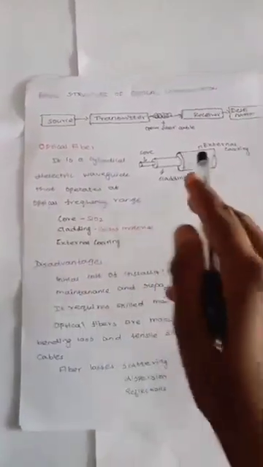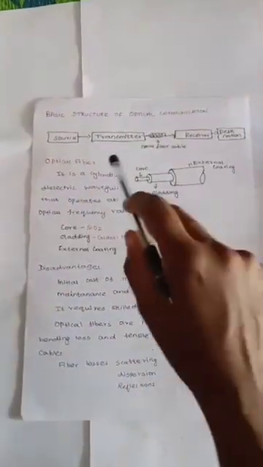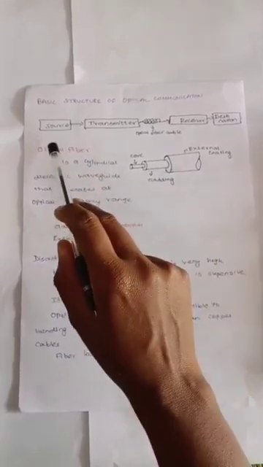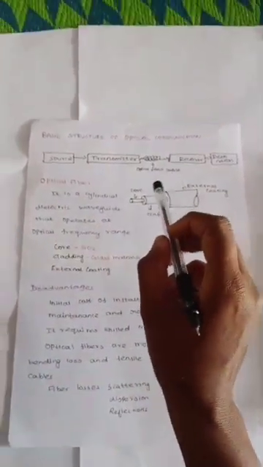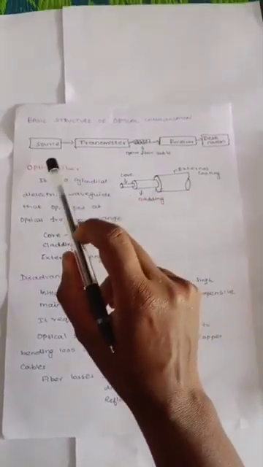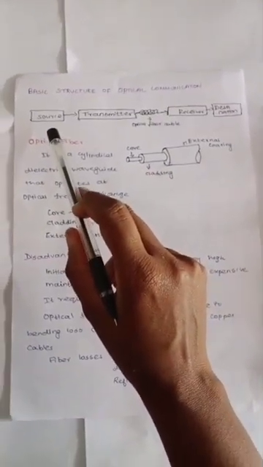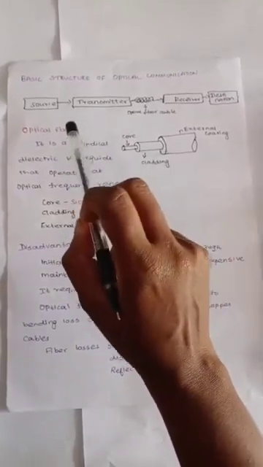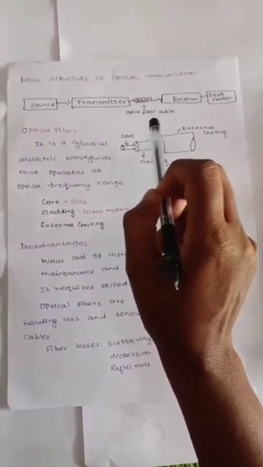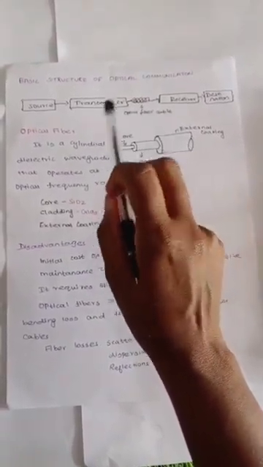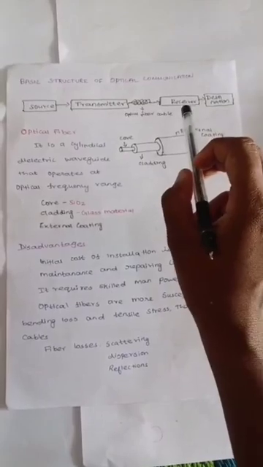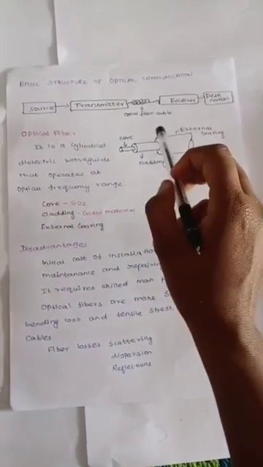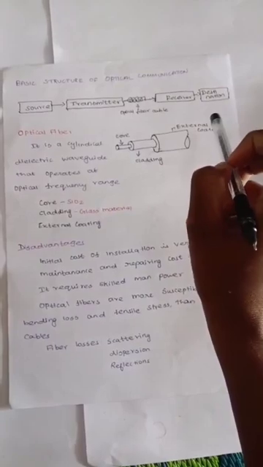Next, we are going to learn about the basics of optical communication. This is the basic block diagram for optical communication. It has a source, transmitter, fiber optic cable, receiver, and destination. The source is used to generate the original signal. The transmitter will convert the electrical signal into the optical signal. The fiber optic cable is used to connect the transmitter and receiver. The receiver is used to convert the light signal into an electrical signal. The original signal is received at the destination.